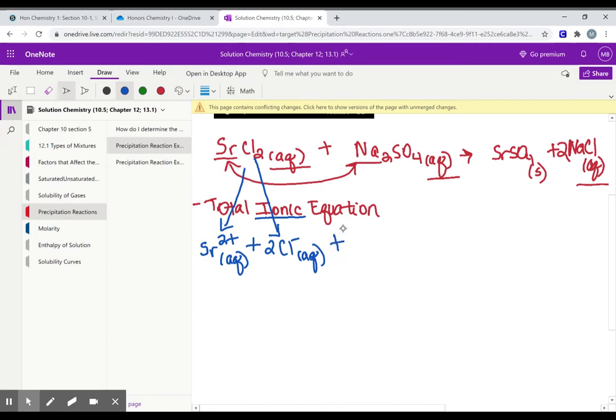Okay. We're going to break apart our sodium sulfate. So we have a sodium ion, and the subscript was 2. So now we have 2 sodium ions here. Again, I know the charge from its location on the periodic table.